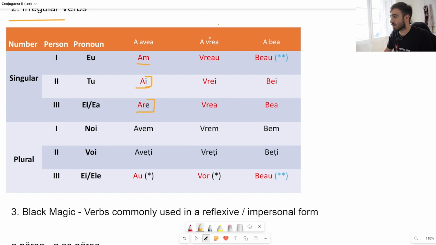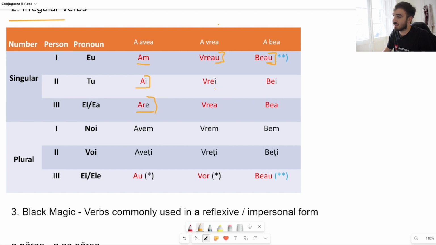Cool. Moving to avrea and abia, you can see that both of them have a u form in the singular, in the eu form. So this is not something new. There are many other places where there is a u in the eu form. So this shouldn't be extremely surprising. It's irregular, you'll get the u.